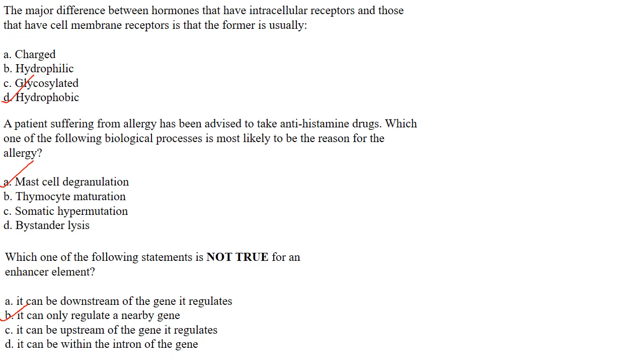Then, which of the following statements is not true for an enhancer element? It can be downstream of the gene it regulates. Yes. It can only regulate a nearby gene. It is not necessary that they always regulate a nearby gene. They form a loop to come into close proximity with the promoter of the target gene if it is far away. So the answer here is the statement that is not true, as they have asked. So answer is option B.